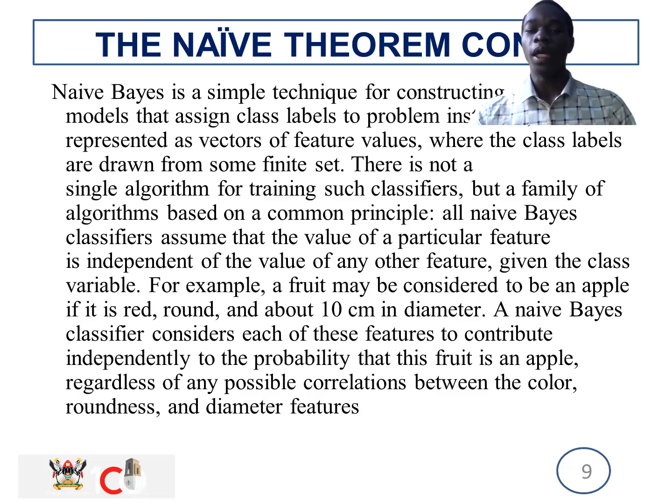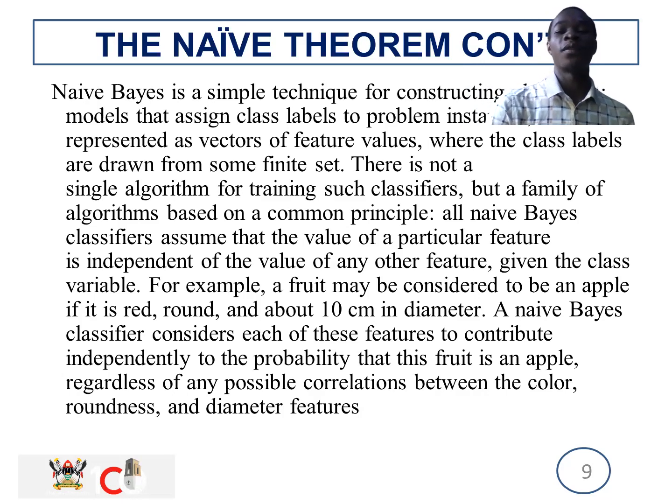For example, a fruit may be considered to be an apple if it is red, round, and 10 centimeters in diameter. A naive Bayes classifier considers each of these features to contribute independently, meaning that this fruit is an apple regardless of all possible correlations between the color and the other features. We don't consider anything on the feature, meaning that if we go back to our disease, we cannot depend on the blood pressure or sugar to come up with the conclusion that someone is suffering from the chronic disease. That's all about the naive Bayes theorem.